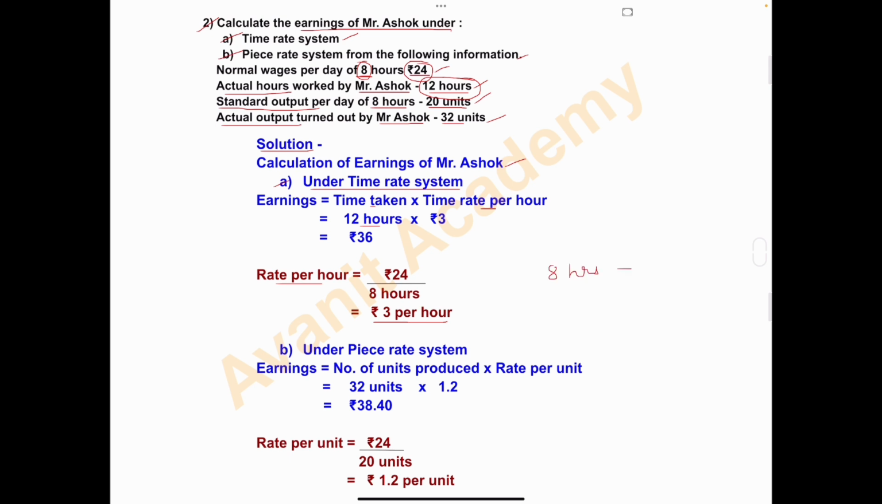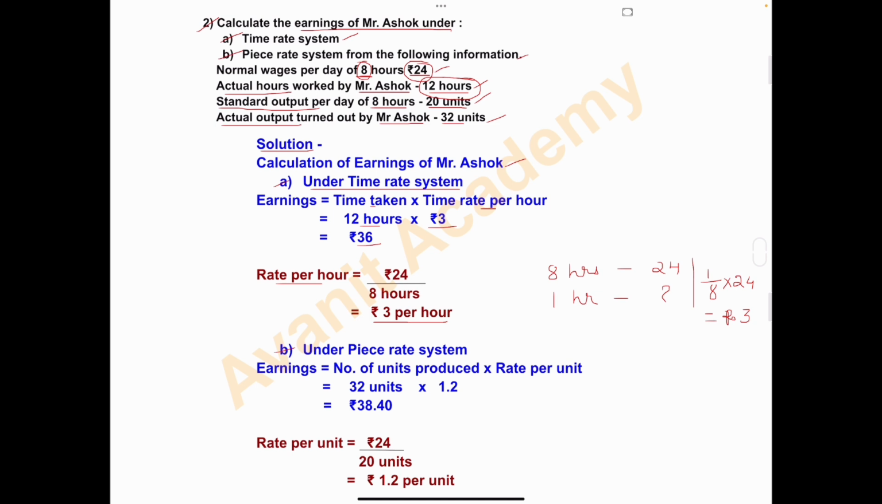8 hours wages is 24 rupees. For 1 hour how much we have to calculate. So the calculation is 1 divided by 8 into 24. So the answer is rupees 3 per hour. Right here, time rate per hour is rupees 3. 12 into 3 is rupees 36. So under time rate system, Mr. Ashok earning is rupees 36.